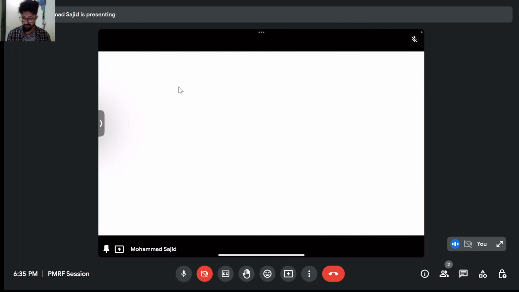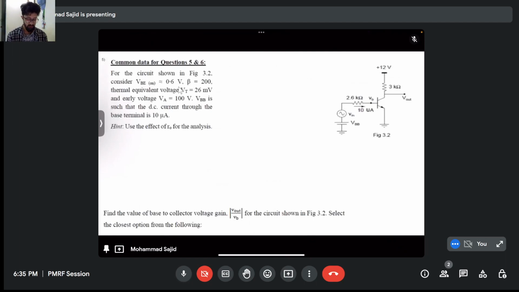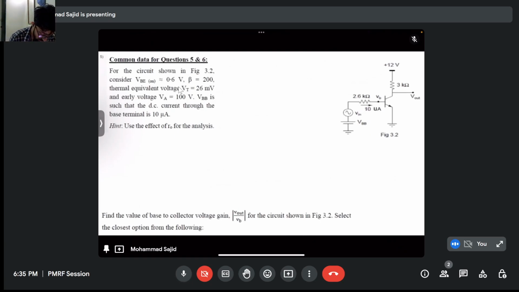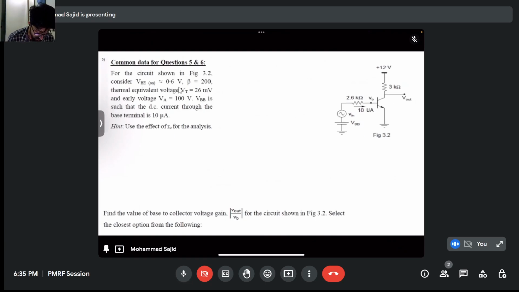Let's just move to question number 2. And for 5th and 6th part, you have these common values. 0.6, beta again given to us as 200. Thermal voltage is 26 millivolt. And here, early voltage is given to us as 100.